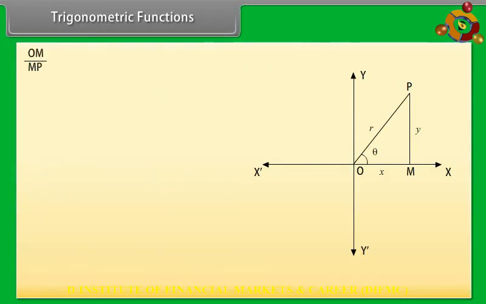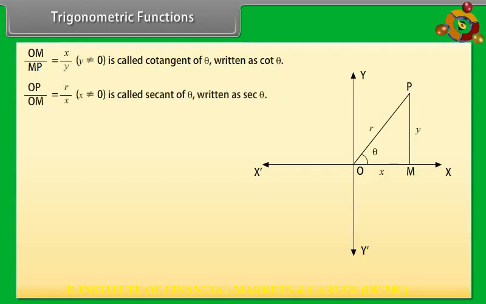OM by MP equals x by y, y not equal to 0, is called cotangent of theta, written as cot theta. OP by OM equals r by x, x not equal to 0, is called secant of theta, written as sec theta. OP by MP equals r by y, y not equal to 0, is called cosecant of theta, written as cosec theta.